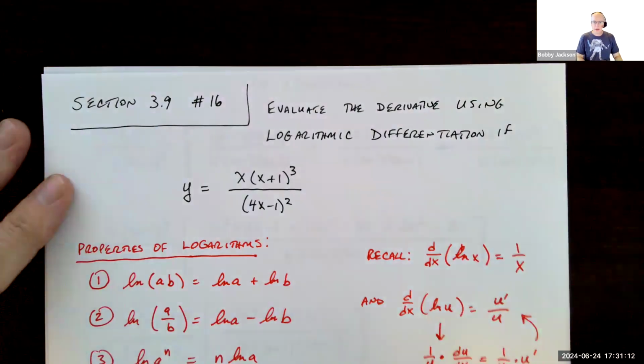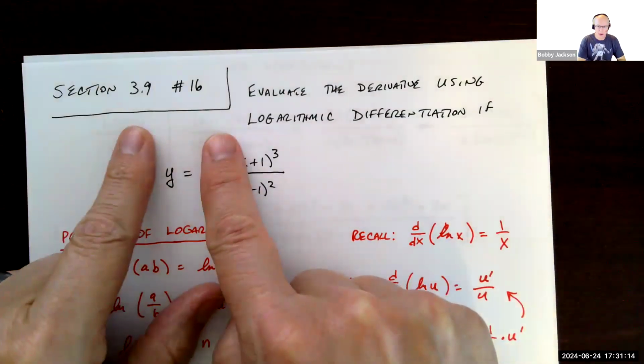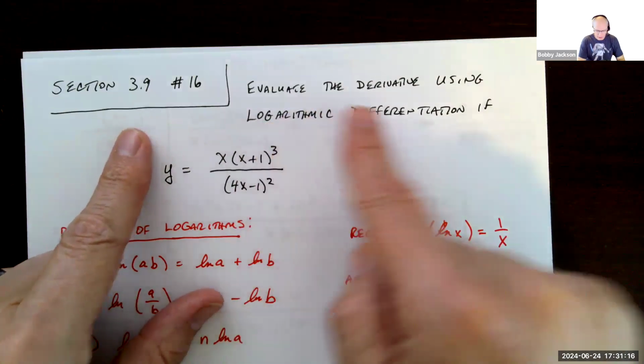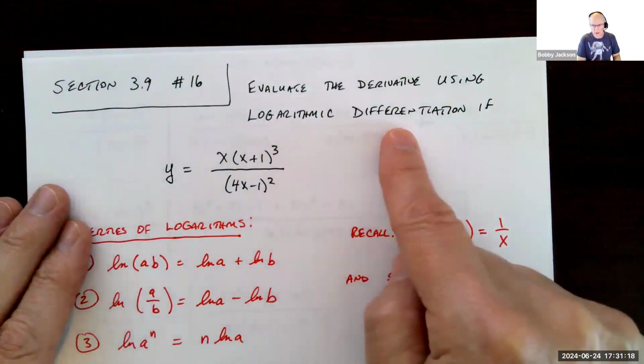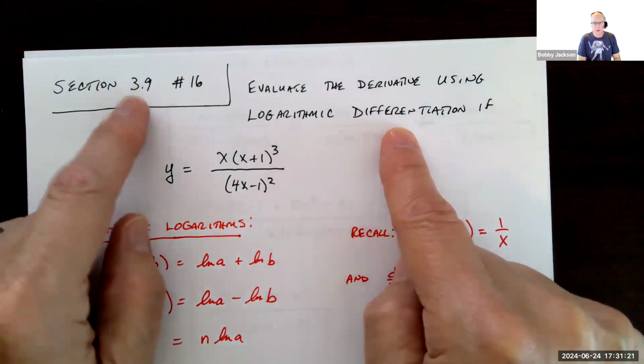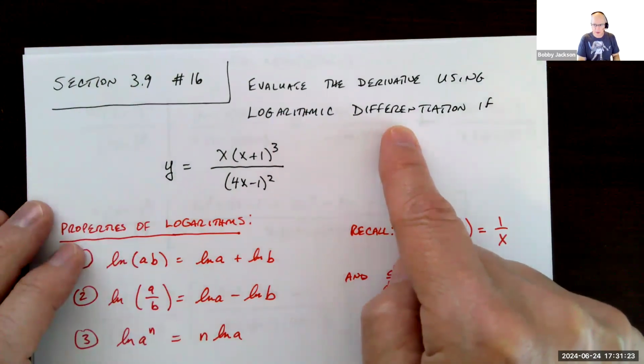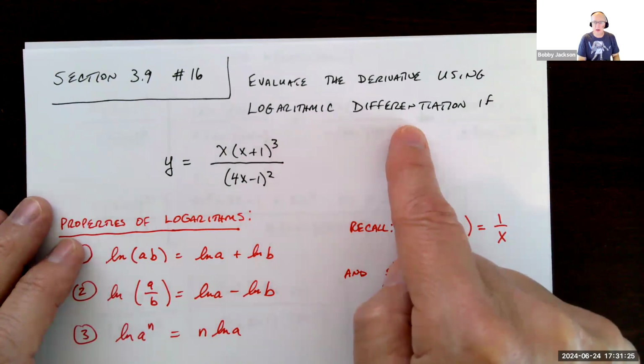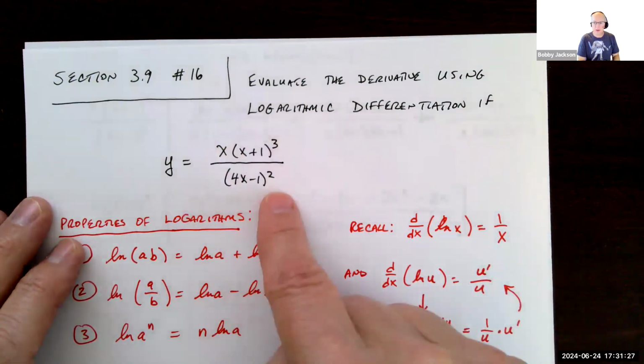Well, we're going to look at number 16 in section 3.9. We're told to evaluate the derivative using logarithmic differentiation. That's what section 3.9 talks about, and that's a particular method of differentiating. Here's the function we're going to differentiate.